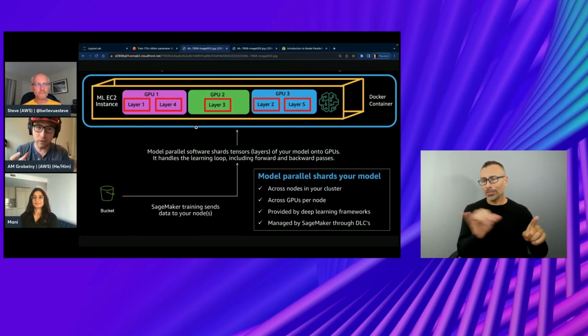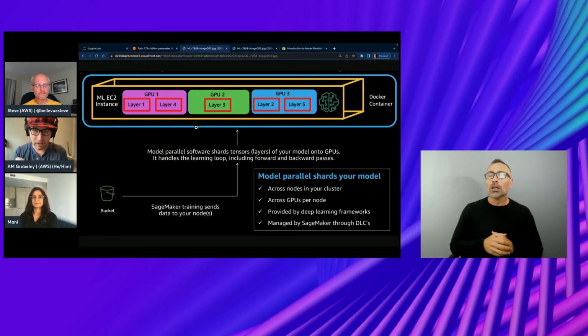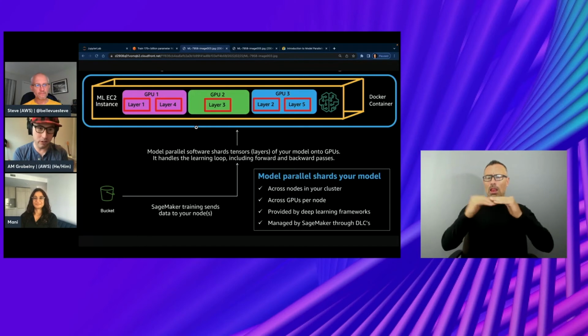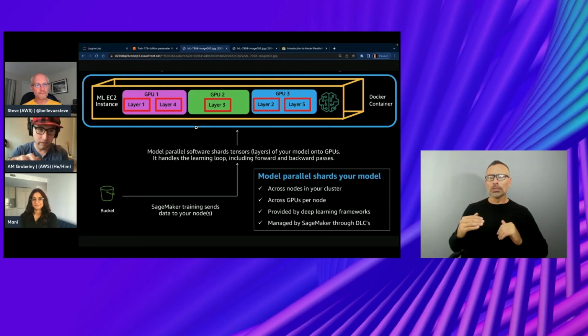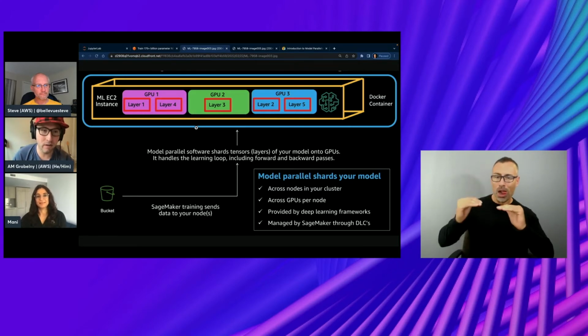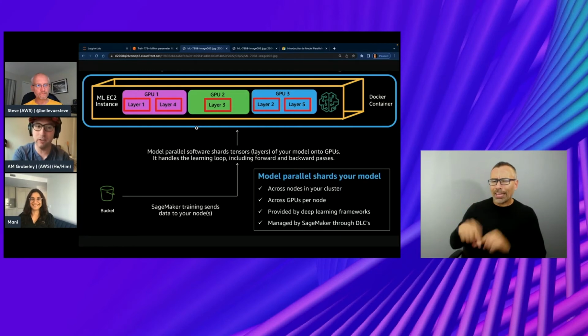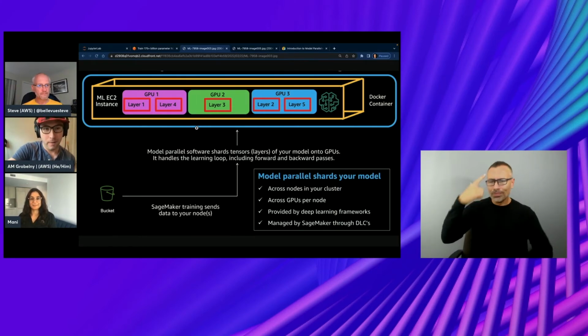I had a question though about the layers themselves. If one of the layers itself won't fit onto the actual memory of the GPU, is there something that I can do about that? How do I approach it when just one of the layers won't physically fit onto the GPU memory? Yes, absolutely. That's very important.